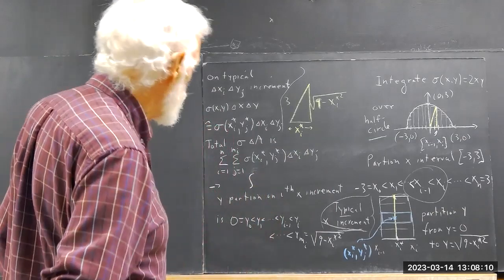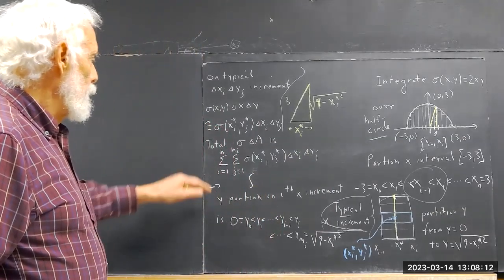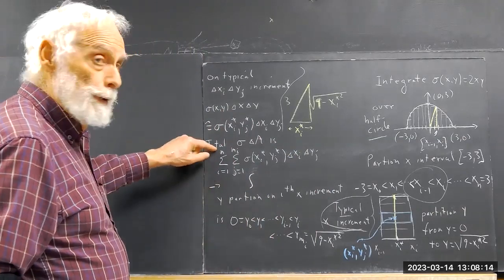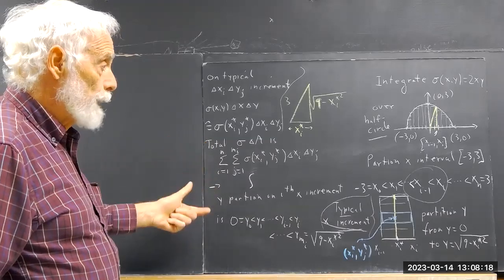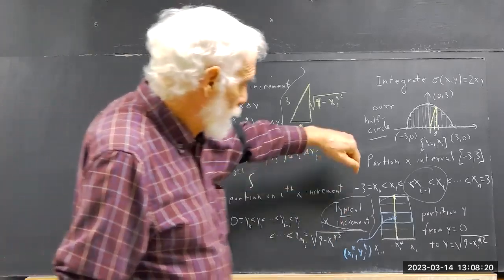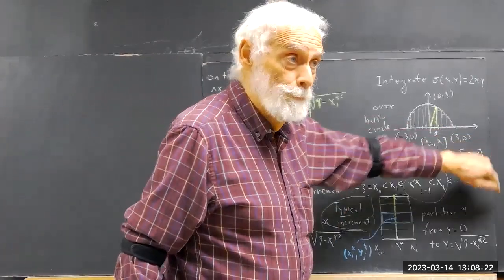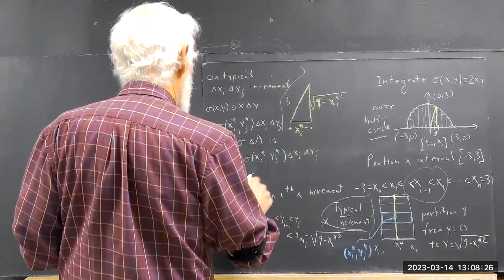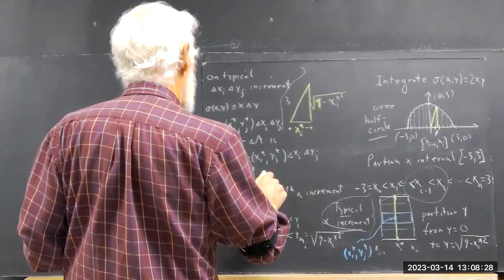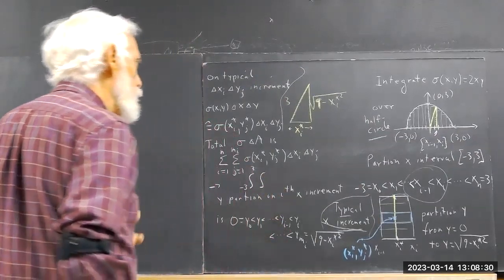Now, the integral from what to what? Well, i goes from 1 to m, right? And that corresponds to x going from what to what? x goes from -3 to 3. So it's from -3 to 3, and that's the outer integral.